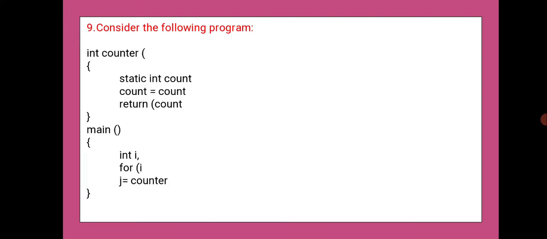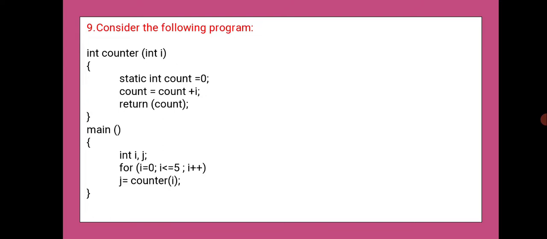Let's consider the following program. There is a function called counter, which takes an argument integer i, and it has static int count equal to 0, count equal to count plus i, return count. So in main, int i, j, for loop i equal to 0, i less than or equal to 5, and i plus plus, j equal to counter of i.